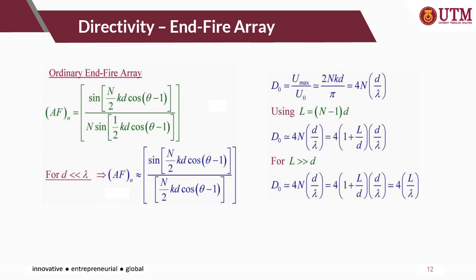While for the end-fire array antenna, again it depends on d, so the array factor is given by this equation. All equations will be provided during the exam or during the design. The directivity of the end-fire antenna can be calculated by using this equation if d is less than lambda. You may also use this equation depending on L, the length of the array structure, if you know the overall length. But for a larger end-fire array structure, you may use this simplified version, which depends on the overall length of the end-fire array structure.